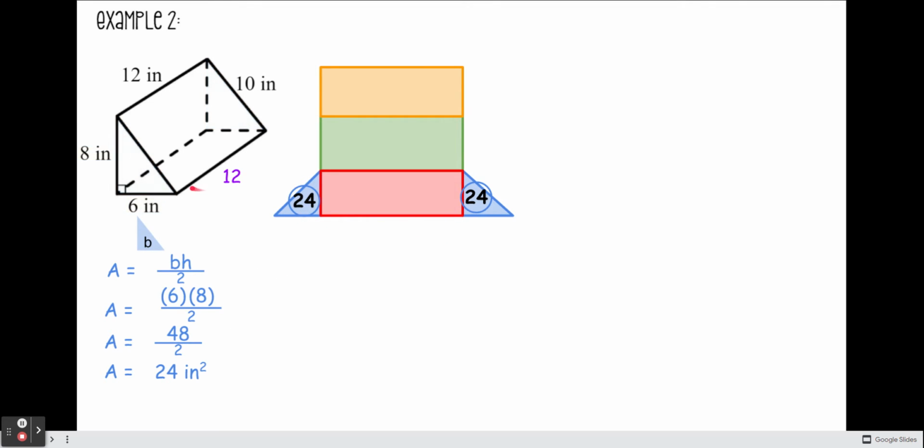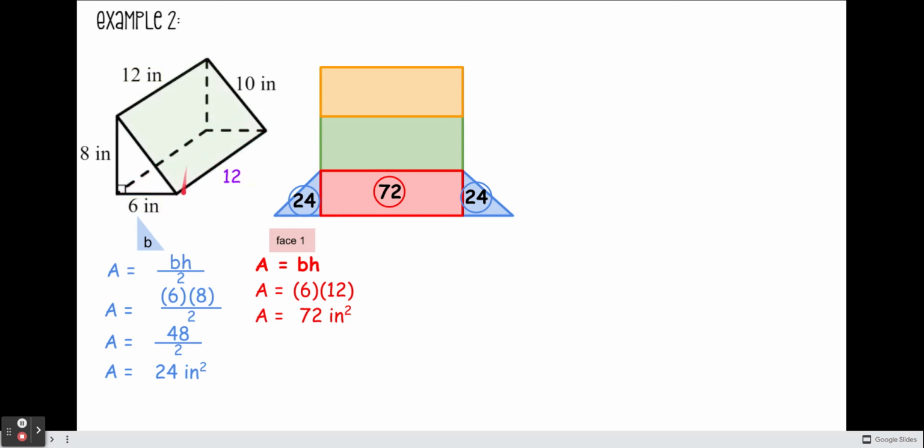Let's do one of the faces. Let's do the bottom one first. It's a rectangle, so our formula is base times height. Base is 6, height is 12, so multiply that out and we get 72. And notice, this is the only piece that's 72. There's no other 72 on there.